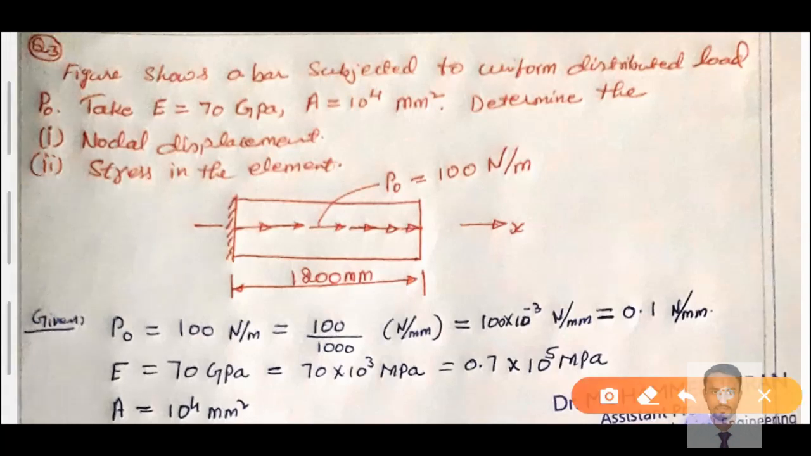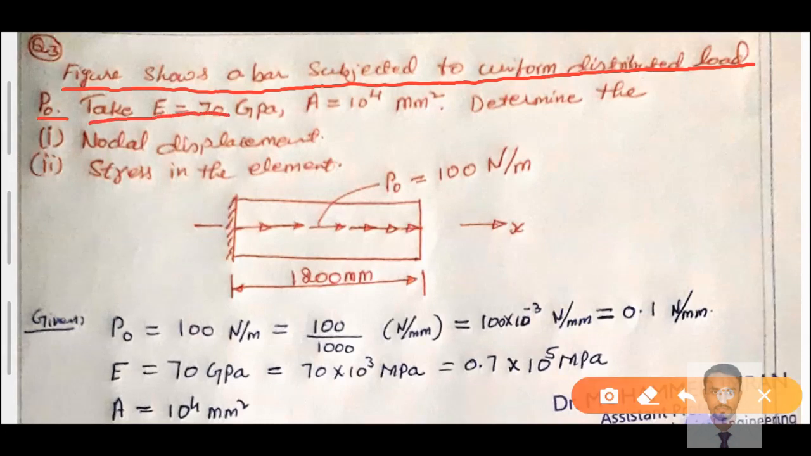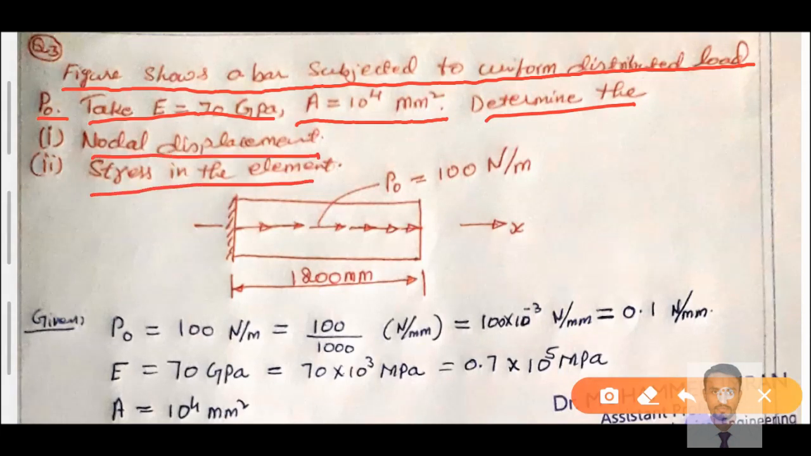I'll read the question. The figure shows a bar subjected to uniform distributed load P naught. Take E equals 70 gigapascal. Area of cross section A is equal to 10 to the power of 4 mm square. Determine the nodal displacement and stress in the element.